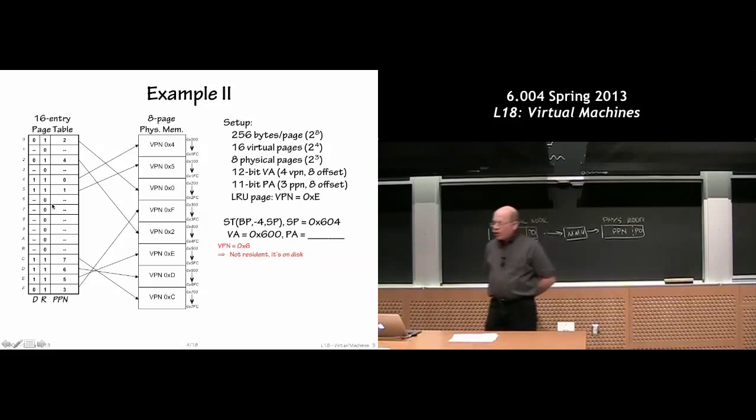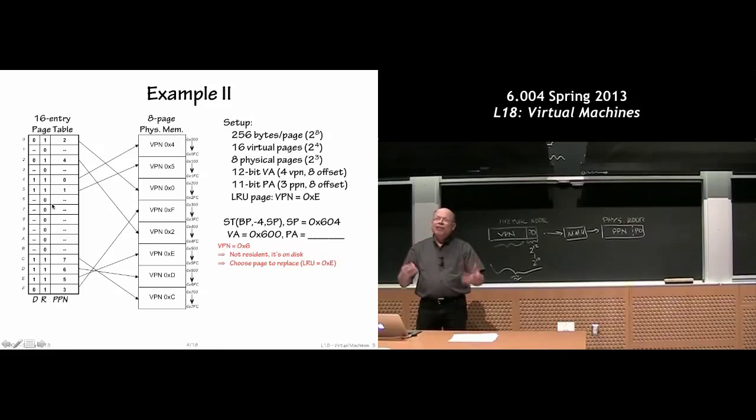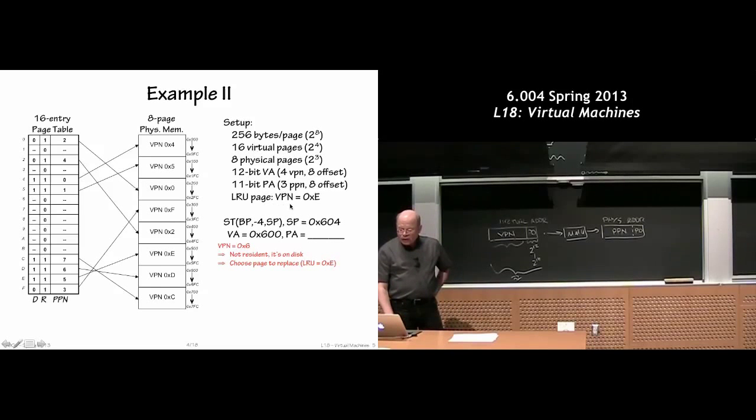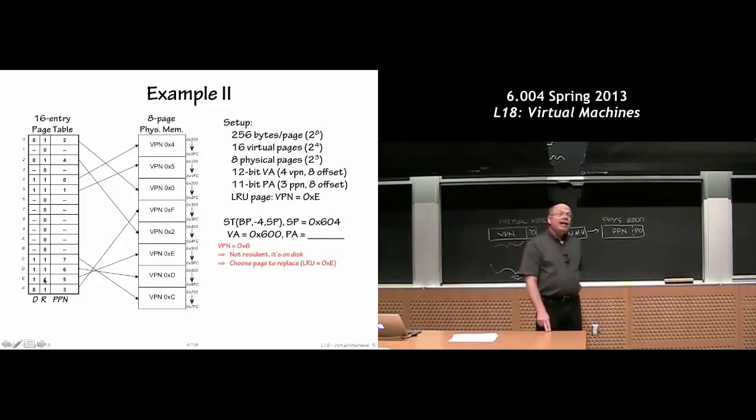And now we have a slightly more drawn out process where we have to go off and choose some page that we're going to have to take, some page that's currently in physical memory, and get rid of it. So our least recently used page is virtual page number E. So this is the least recently used page down there. So what we're going to do is take that page out of our mapping.